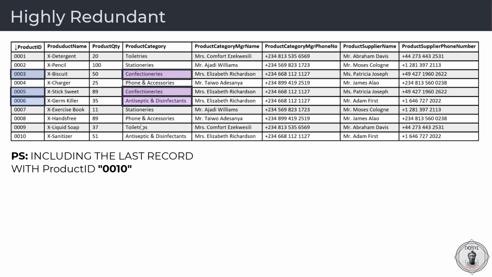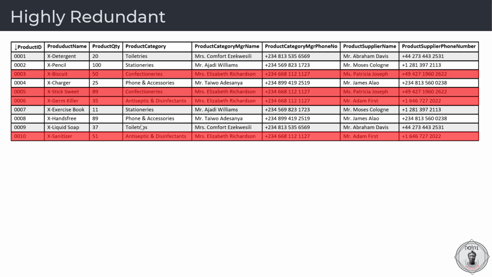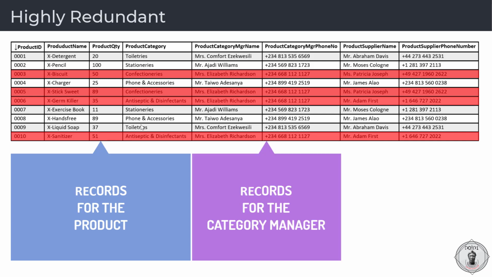If for one reason or the other I have to delete these three records, unknowingly to me I'm wiping the records for Mrs. Elizabeth Richardson, and I might have no intention to do that. So it means that if I have to register another category, or if I have to bring in another category that belongs to maybe confectionaries or antiseptic, I no longer have the record of Mrs. Elizabeth. So I have to do that all over again, something that I've already done before. So you can see that unknowingly to me, I intend to delete the records for the products, but I'm also deleting the record for the category manager, and that is definitely not my intention.